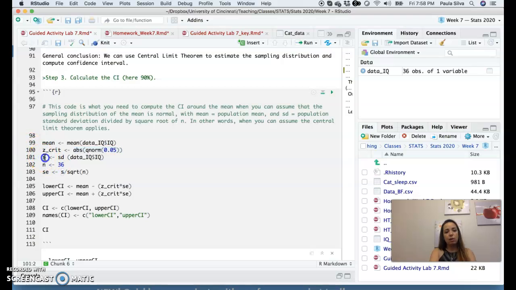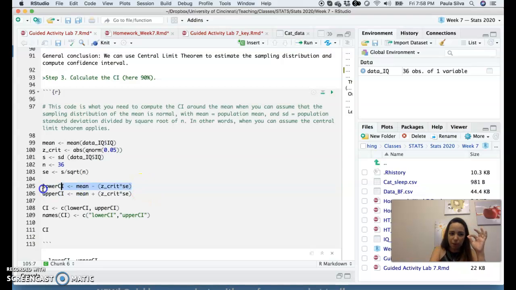Then I can compute the standard deviation of my sample by using the standard deviation function, with the variable IQ in our data set as input. I know the sample size, it's 36, and I know that the standard error equals the standard deviation that I just computed, divided by the square root of n, which I also defined. With this information, I can compute the lower boundary of the confidence interval, which is the mean minus the relevant z-critical times the standard error.